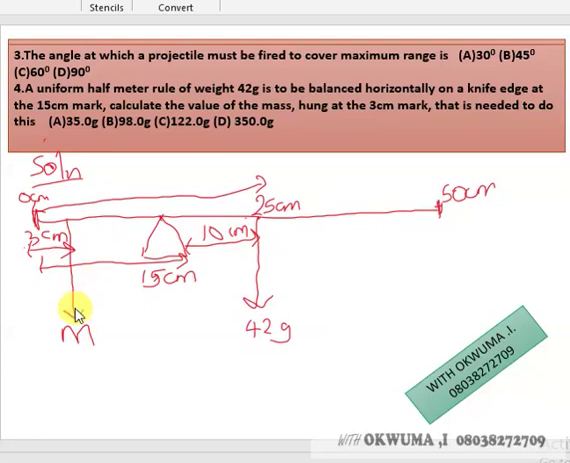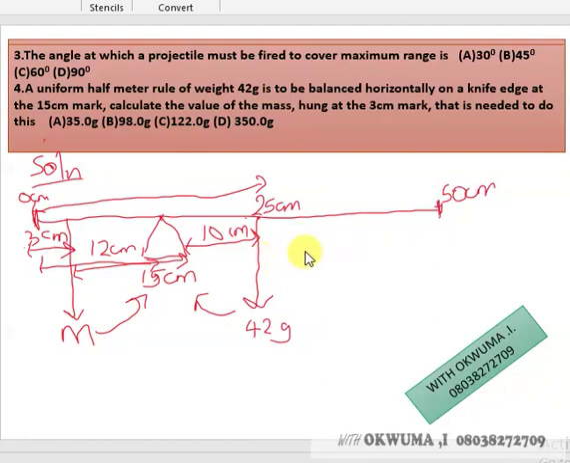Now what will be the distance from mass to the knife edge? That is from here to here. So 15 minus 3 will give us 12 cm. Now from here, the mass will be moving this way, and that is your clockwise moment. That is the 42 gram mass is moving this way, clockwise, while the unknown mass is moving this way, anti-clockwise.